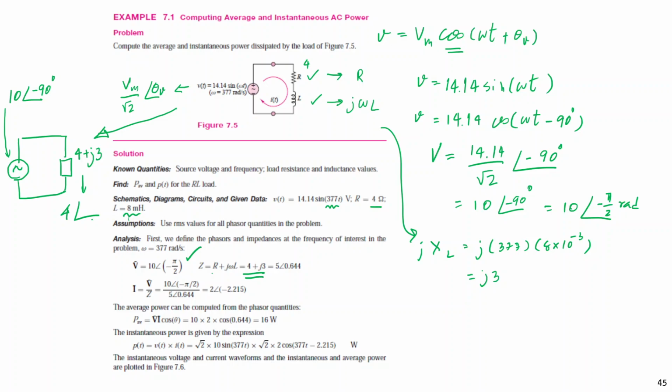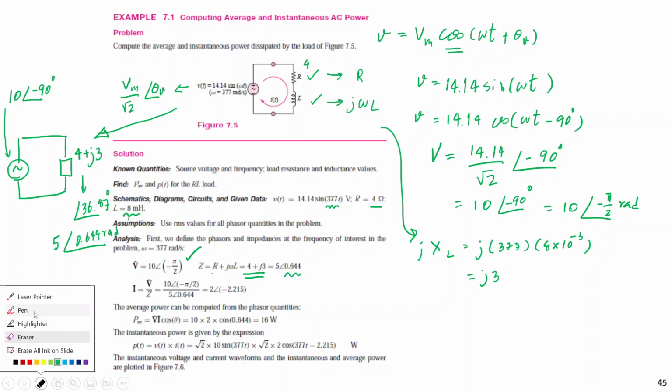Is 36.87 degree, right? Or it is 0.644 radian. Oh, sorry, 5 at 36.87 degree, or 5 at 0.644 radian. Okay, are you following? Okay.